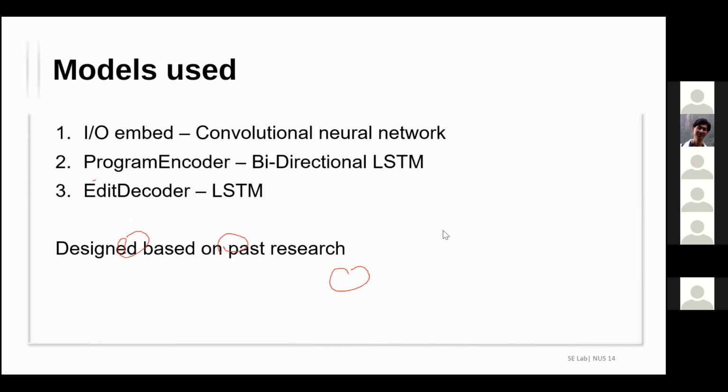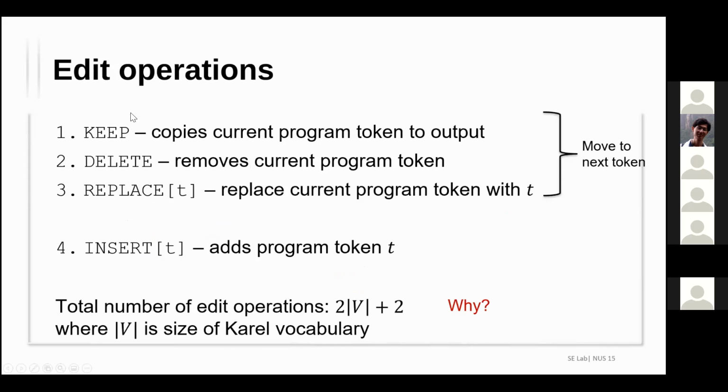Okay, because it does not include the technical details, let's keep going on. So in terms of edit operations, which we mentioned just now, there are 4 edit operations. I can keep the current program instruction, I can delete the current program instruction, I can replace the current program instruction, and I can insert a new program instruction. So the so-called token is basically an instruction in this programming language, right? Token is an instruction. Yeah.